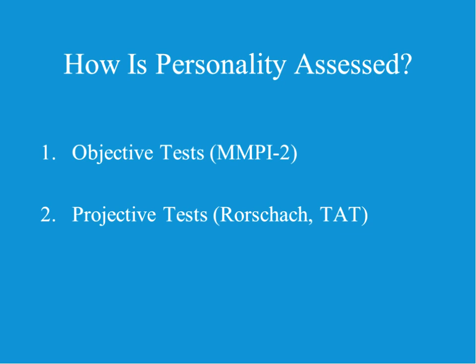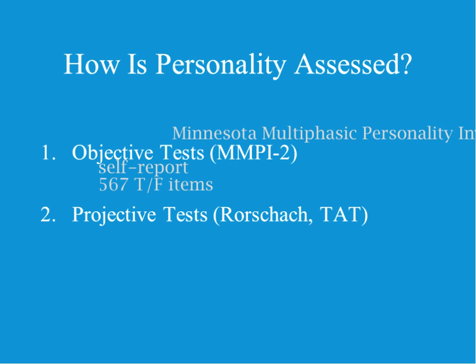What does objective testing involve? Well, if I use an objective test like the MMPI-2, what I'm going to do is give the person a series of questions and ask them to self-report about their personality. In fact, the MMPI-2, believe it or not, consists of 567 true-false items. You're probably wondering what MMPI stands for. Let me tell you, it's a mouthful here. It is the Minnesota Multiphasic Personality Inventory. Oh, I almost fit it completely on the slide. So I like MMPI-2 better, right? It's 567 items, true or false.